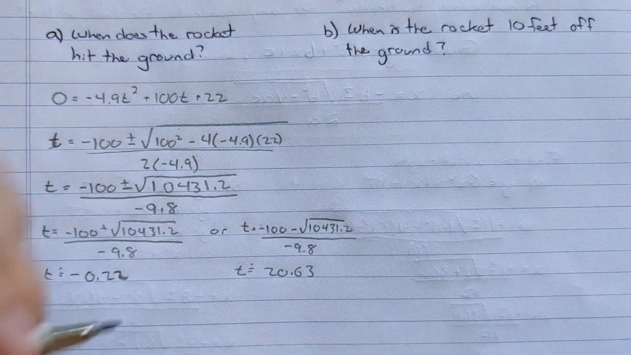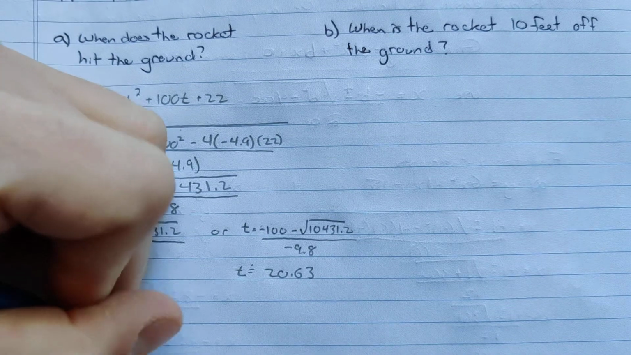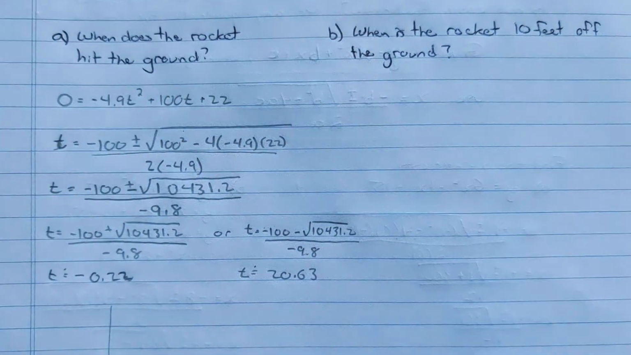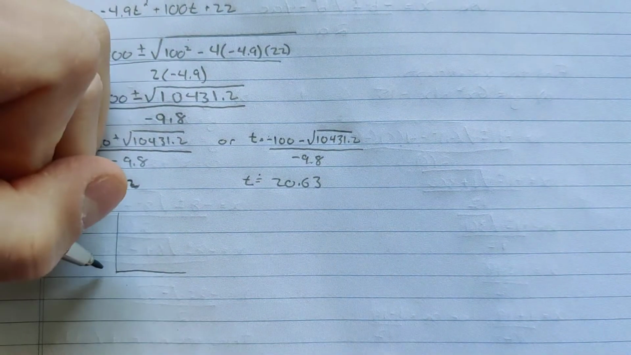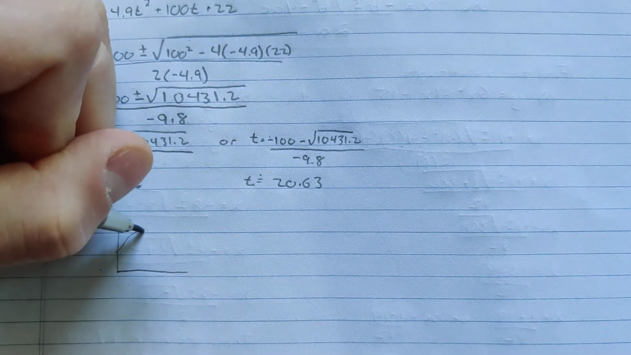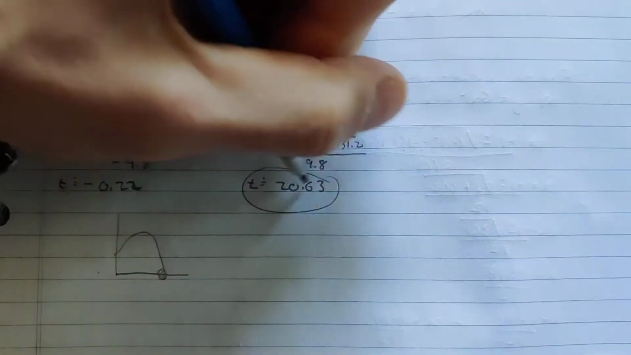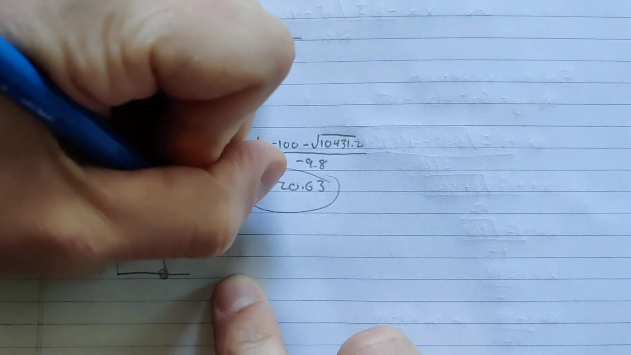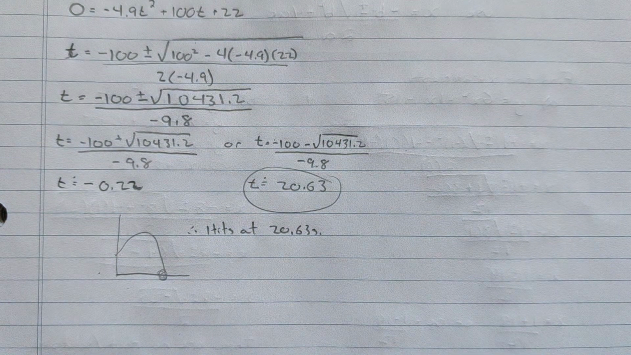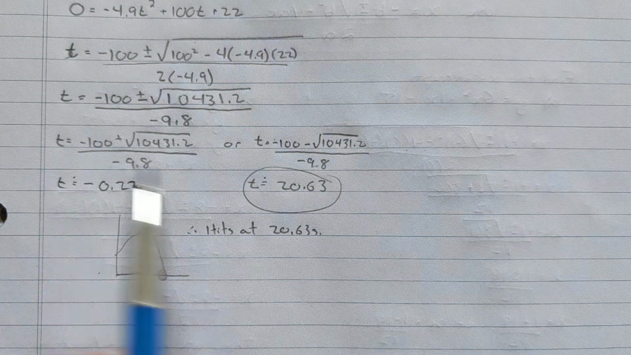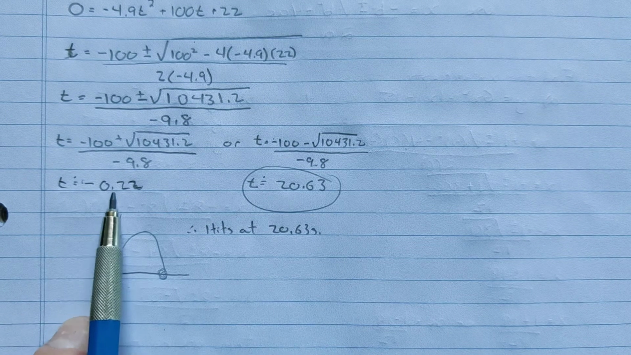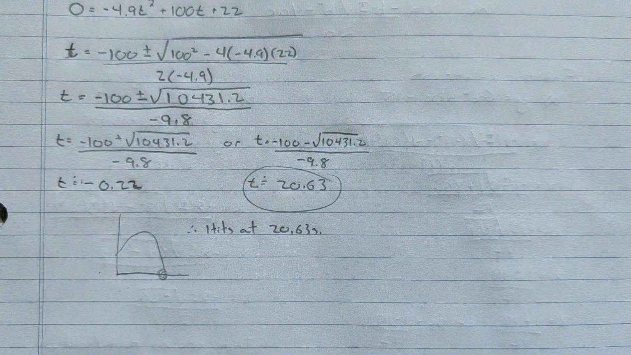Well, if you think about it, we're launching it off a platform. So we're going to have a graph looking like this. We're not going to worry about the negatives in here. So the negative 22 is actually back here after we've launched it and it's come up and down. So this one here, our positive value, is going to be the only one that works. This here is when it hits the ground. So therefore, it hits the ground at 20.63 seconds. So that there, in realistic cases, again, you've got to pay attention to: does the negative value even matter in the case of the question?